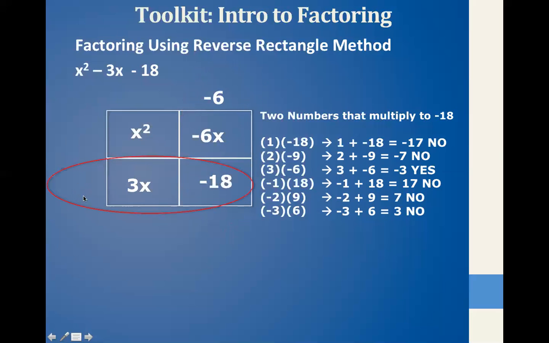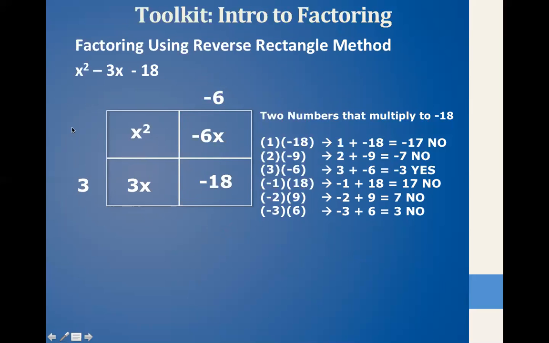Then I'm going to go to the side. On the left-hand side here, I know this number on the left times the negative 6 here is going to be equal to negative 18. So what number should go here such that this number times negative 6 equals negative 18? Oh, well, 3 times negative 6 gives me negative 18.